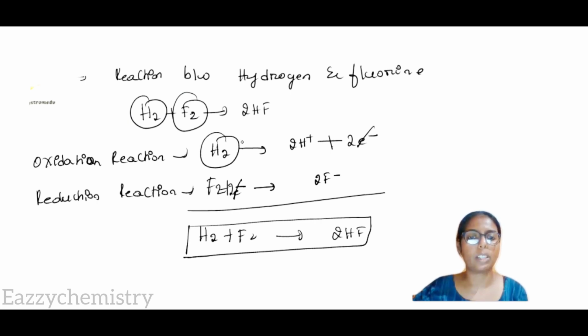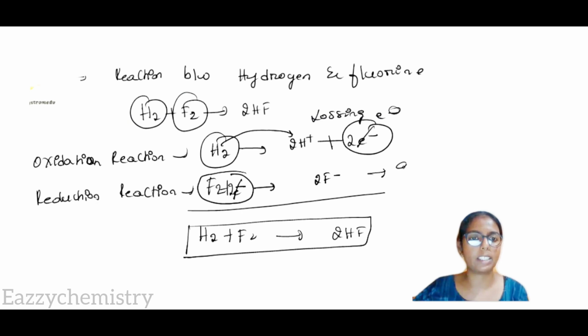Here the hydrogen undergoes the oxidation reaction, which means it is losing electrons, that is 2 electrons. And fluorine undergoes the reduction reaction, which means it is gaining electrons. So this is the reaction between hydrogen and fluorine. Let's look at the next example.